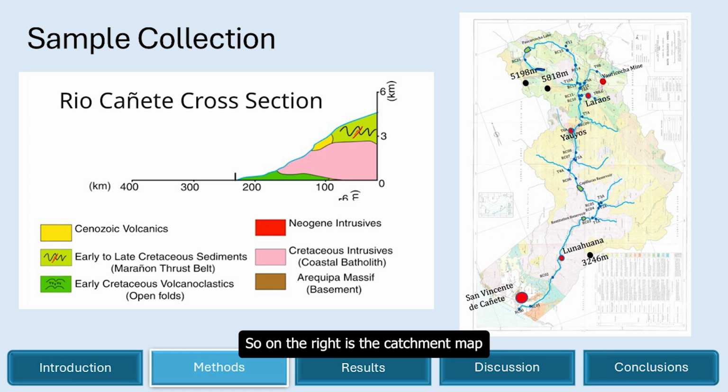So on the right is the catchment map where all of the samples were collected. What she did is effectively she got a bucket of water, put it in the river, and then filtered it and put it through some quite fancy machinery to get the samples. And on the left is just a cross-section showing the geology.